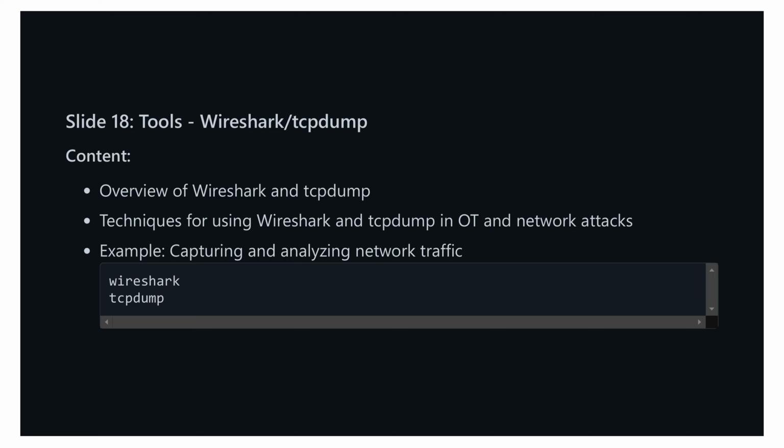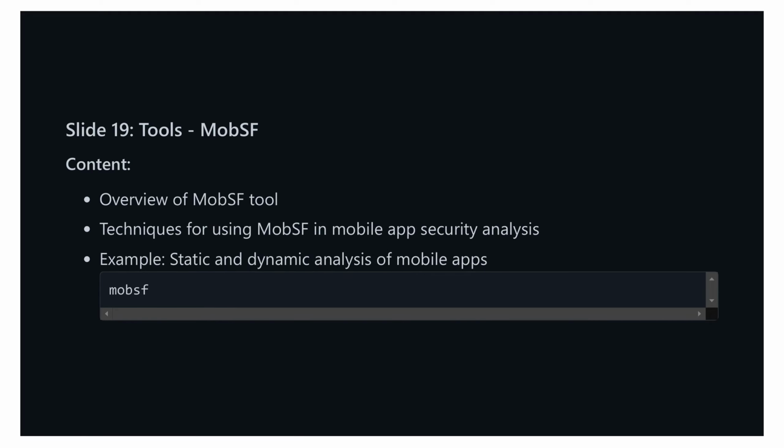We'll proceed to our next tool, MobSF, to explore mobile app security analysis and how you can leverage it for both static and dynamic analysis. In the previous slide, we discussed the essential network analysis tools, Wireshark and TCPDump. We explored their functionalities, such as capturing and analyzing network traffic, which are crucial in operational technology, OT, and network security attacks. Now, let's transition to our current slide, which focuses on the mobile security framework, MobSF.